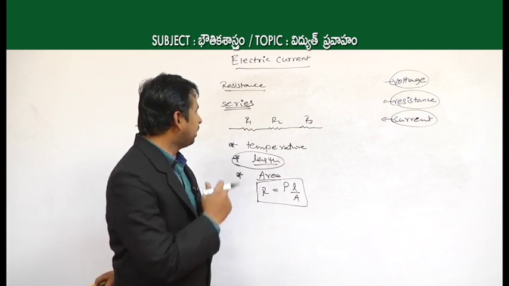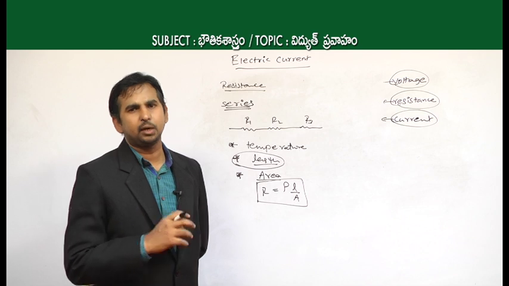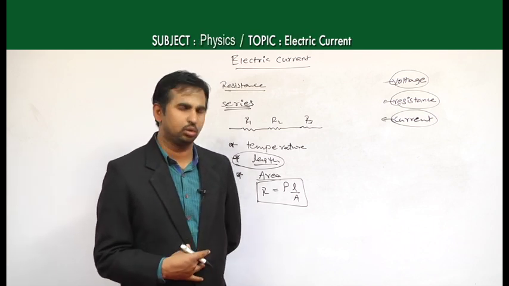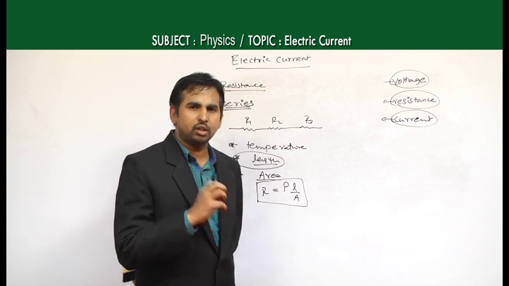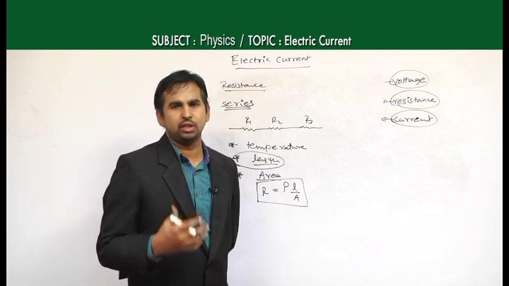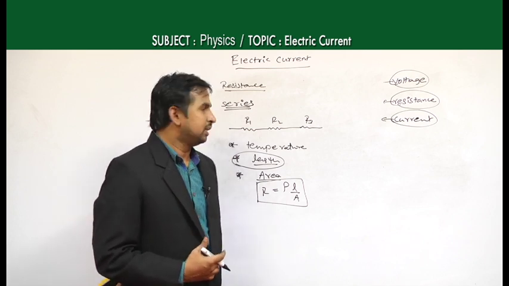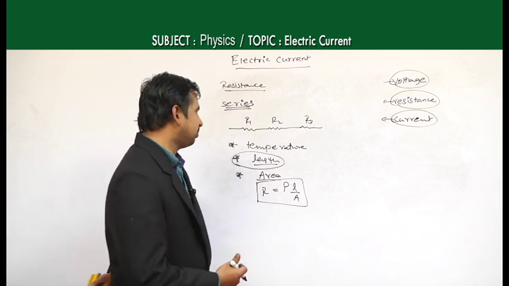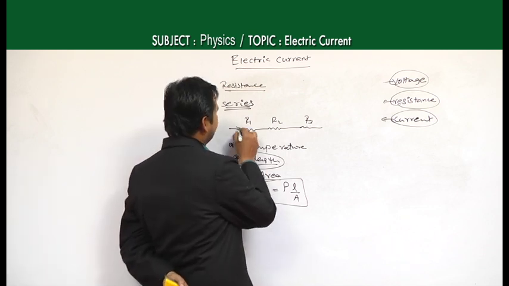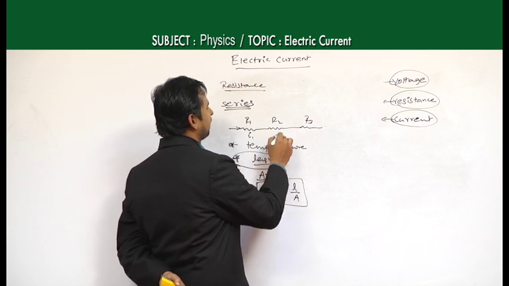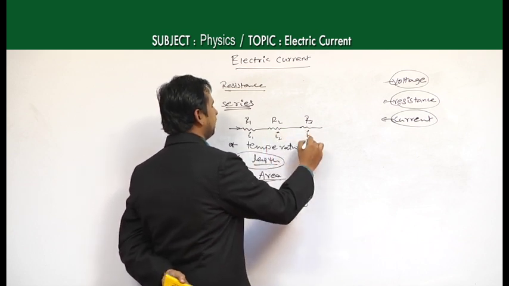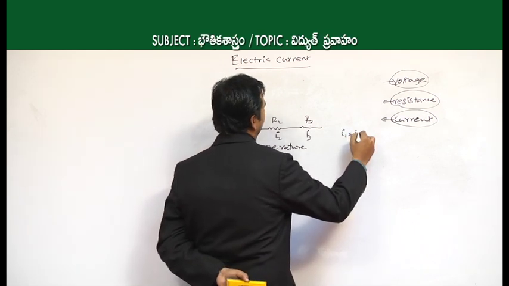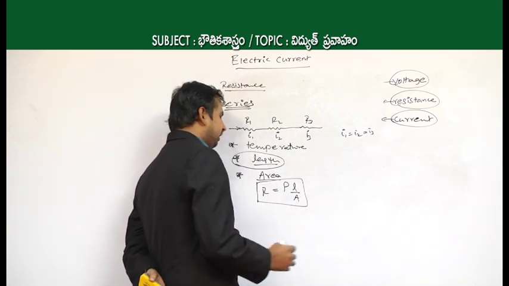And not only that, when you take the resistances in series, the current passing through each resistance will remain the same. This is another very important MCQ they ask. When you arrange all the resistors in series, the current passing through them remains the same. Whatever current passes through R1, the same current passes through R2, and the same current passes through R3, which means I1 is equal to I2 is equal to I3.